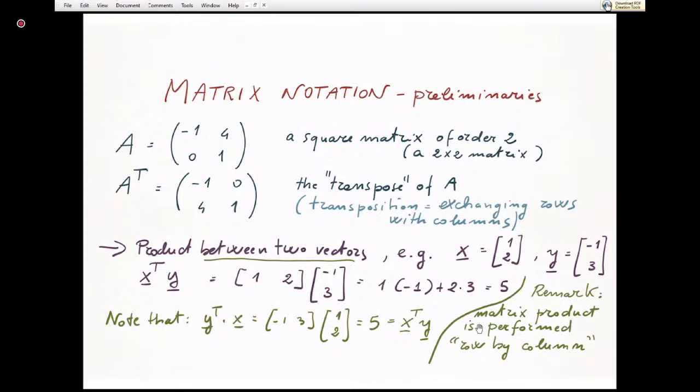Remember, the product between vectors, and more generally, the product between matrices is performed row by column. We have to multiply each row of the first matrix by each column of the second matrix. In this particular case, we have 1 row, 1 column. The result is a scalar.